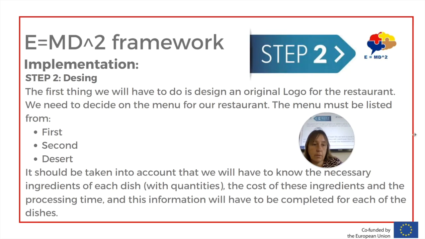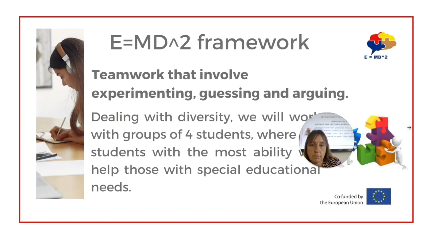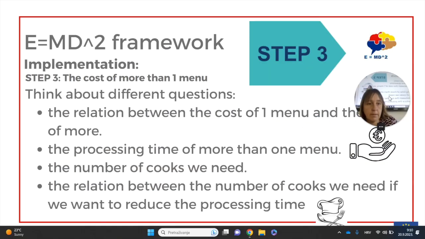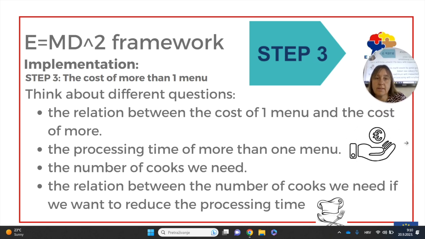Sorry, we must go to step 3. Step 3 is the cost of more than one menu. They must calculate the cost of the first dish, second dish, and the dessert. They think about different questions: the relation between the cost of one menu and the cost of more, the processing time of more than one menu, the number of cooks they need, and the relation between the number of cooks they need if we want to reduce the processing time.